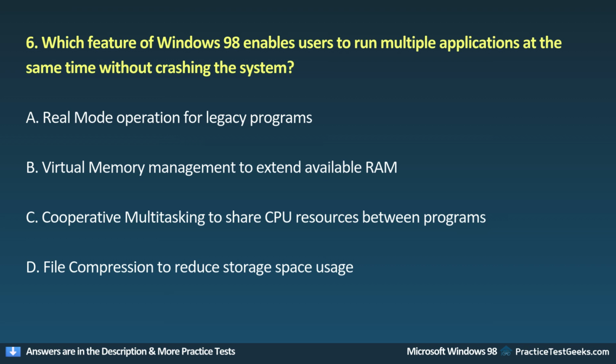6. Which feature of Windows 98 enables users to run multiple applications at the same time without crashing the system? A. Real mode operation for legacy programs. B. Virtual memory management to extend available RAM. C. Cooperative multitasking to share CPU resources between programs. D. File compression to reduce storage space usage.